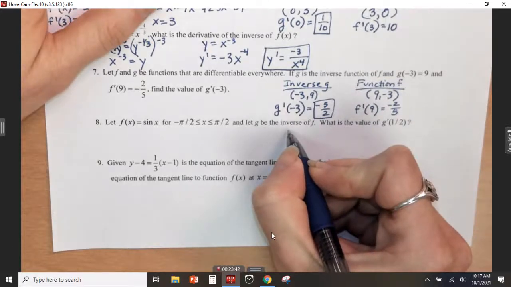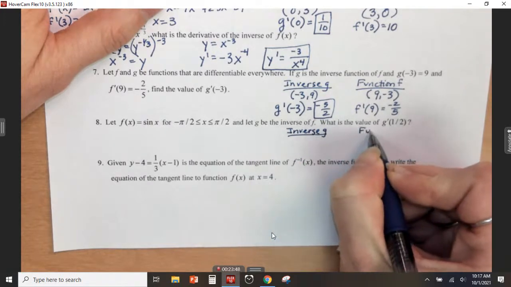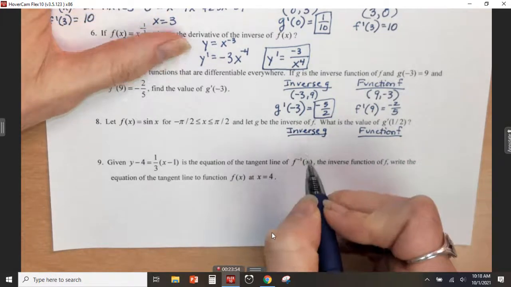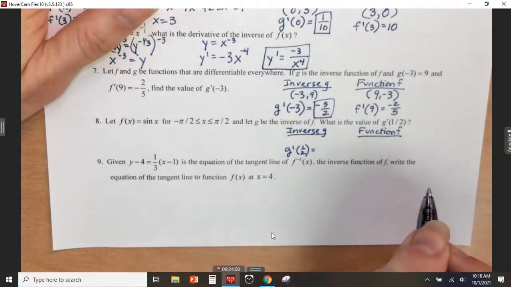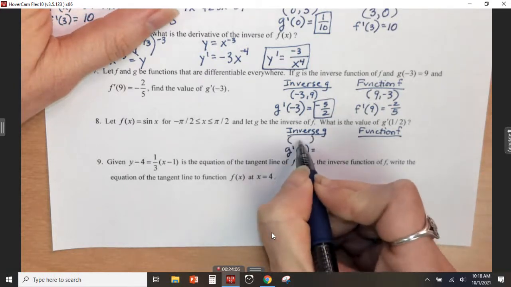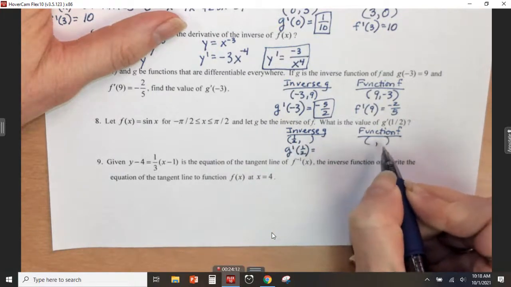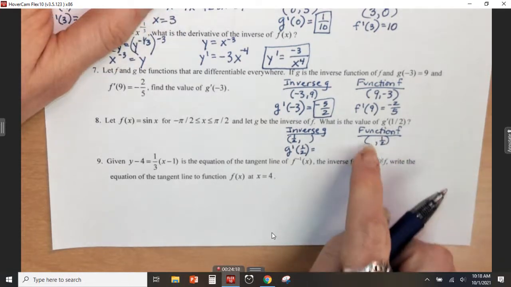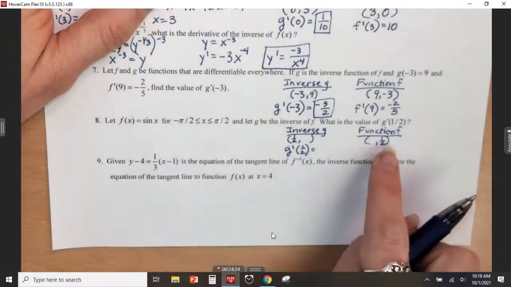Let g be the inverse of f. So my inverse is g, and my original function is f. What is the value of g prime of 1/2? Okay, g prime of 1/2 is what we're trying to find. Where does the 1/2 go in the coordinate pair for my inverse? That's the x of my inverse. So where does it go in the original function? The y. So I need to figure out what the x is that goes with it by using my function. So 1/2 is the y.